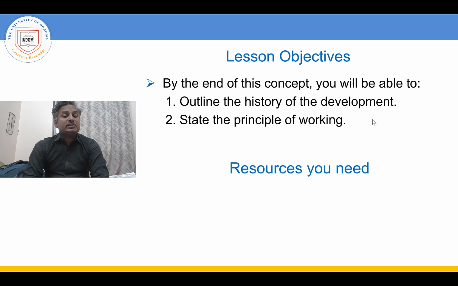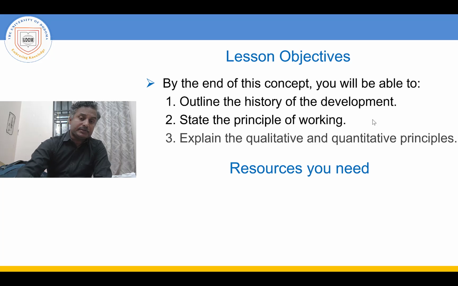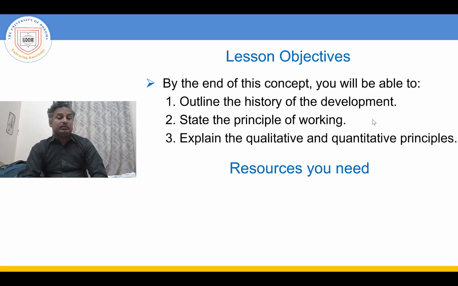What is the principle of working? That is another objective. By the end of this lesson you will be able to understand the principles of working of these instruments, and explain the qualitative and quantitative principles.